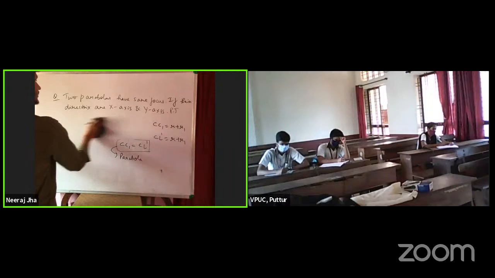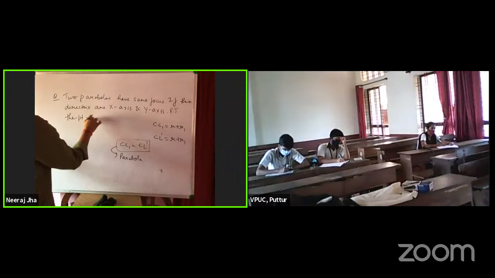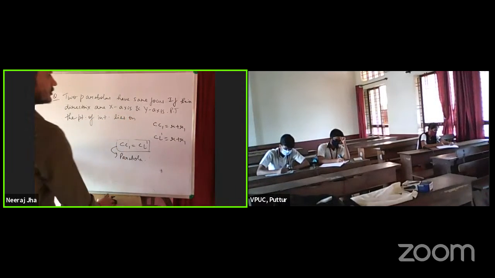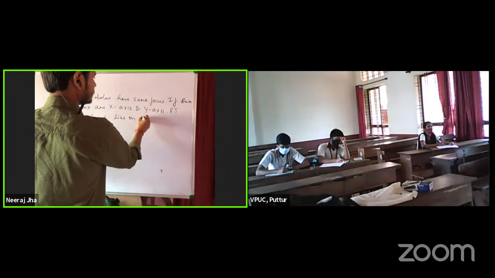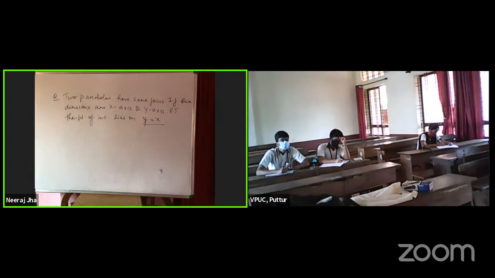the point of intersection lies on the line y is equal to x. This is the question. Two parabolas have same focus. If their directrices are the x-axis and y-axis, prove that the point of intersection lies on the line y is equal to x.